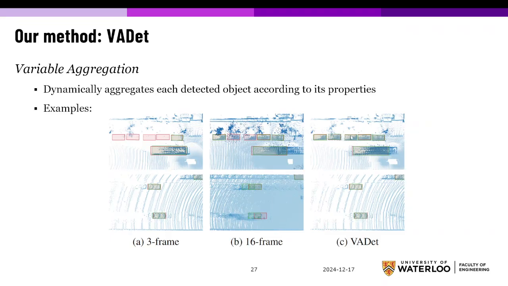And for VADet, we can see that, first of all, on top for those stationary objects, in 3-frame input, they are barely visible, but after the variable aggregation, because they're stationary, our algorithm assigned them a higher number of frames, so they appear very dense, even though they're technically occluded by this bus over here. And similarly for those dynamic objects, because we determined that they're fast moving, we're not really aggregating a lot of frames and not including all those distorted points, which could potentially hinder the accurate detection of those objects.